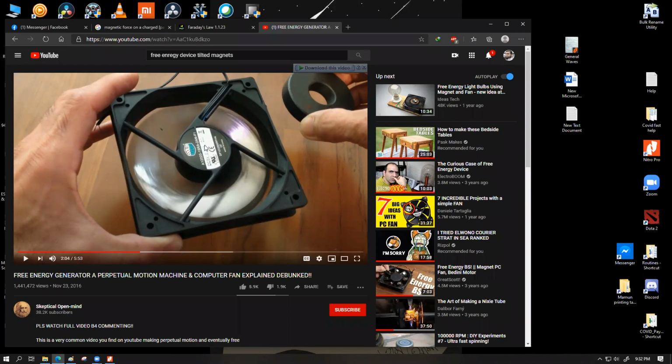So there is no such thing as free energy. I mean, you can buy stuff, that's another thing, but having free energy in terms of physics is, as far as I know, not going to happen.